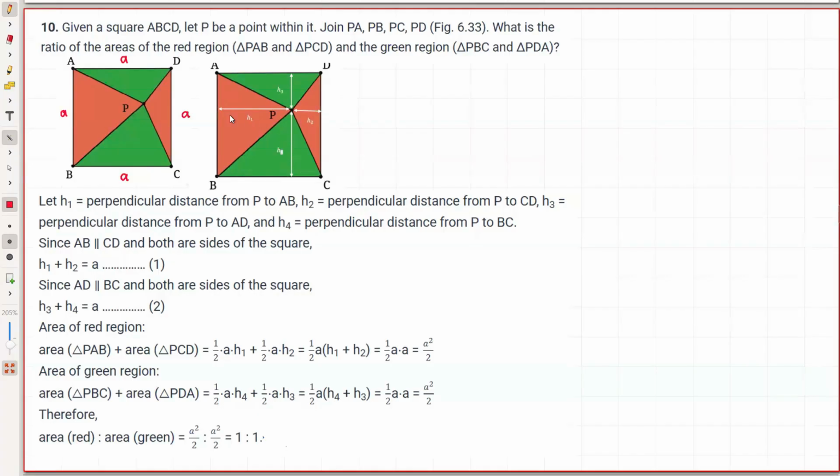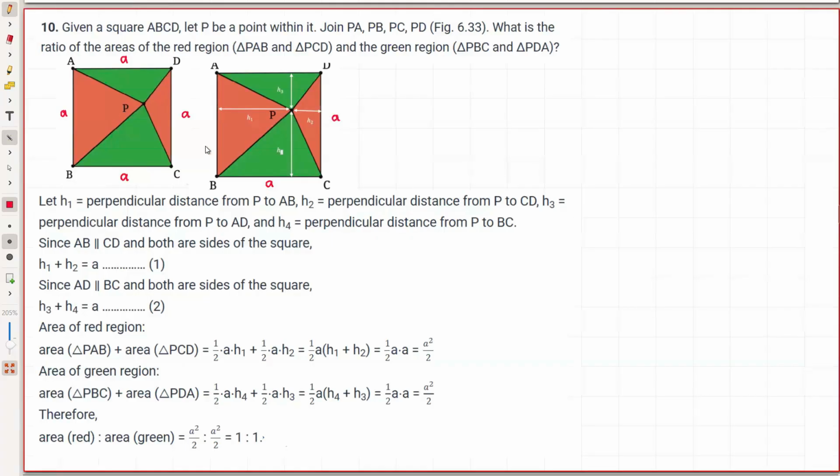Now, if you add H1 plus H2, we get the side BC, that is nothing but the value A. H1 plus H2 gives A. We take that as the first equation. Next, H3 plus H4: if you add this H3 plus H4, that is also the side of the square, that is A.